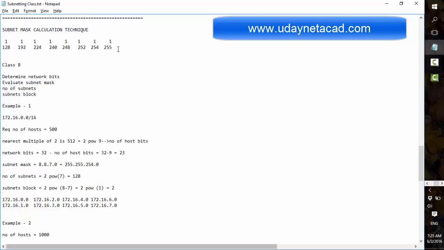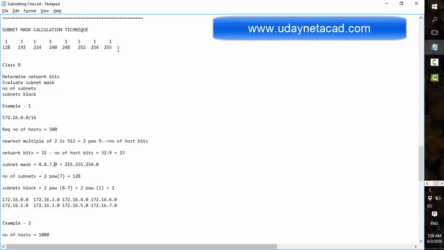So the next step is to find the network bits, which is pretty easy. All you have to do is subtract the host bits from the total number of bits, which is 32 minus the number of host bits. 32 minus 9 is 23. So this is the number of network bits. Next step is to evaluate the subnet mask. It's very easy. All you have to do is distribute the number of network bits, which is 23 bits, among the octets. So 8 plus 8 is 16, 16 plus 7 is 23.